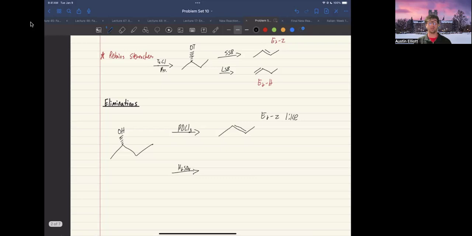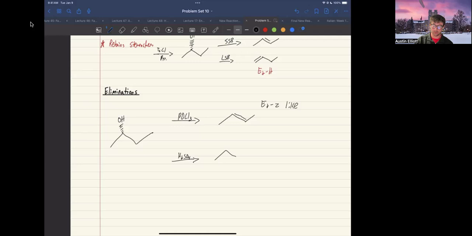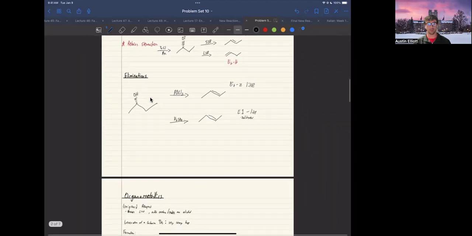And then looking at H2SO4, it's going to eliminate in the same direction, that more substituted elimination, but H2SO4 is E1-like. And if you remember, E1 is always Zaitsev, but the big thing here is that we can have that rearrangement. So if we had a more substituted carbon nearby, the carbocation could cause that shift, and we could get a slightly different product. But in this case, since there are no differences on the molecule itself, it's going to stay the same.